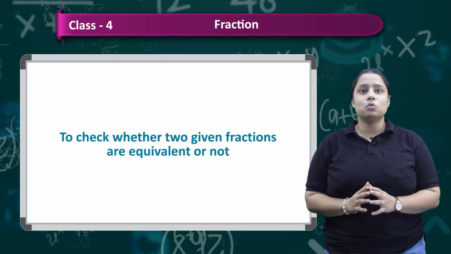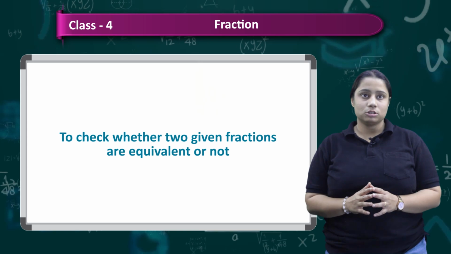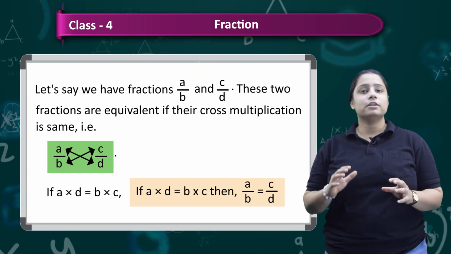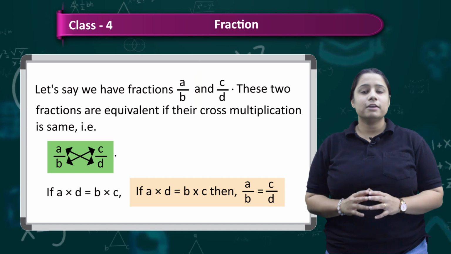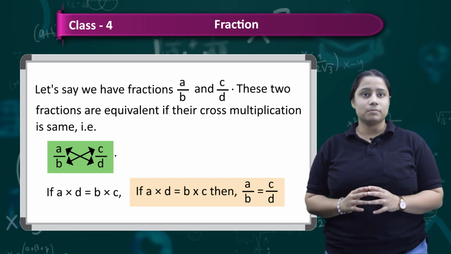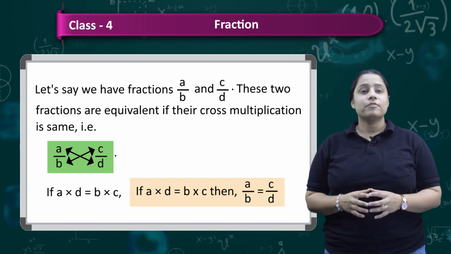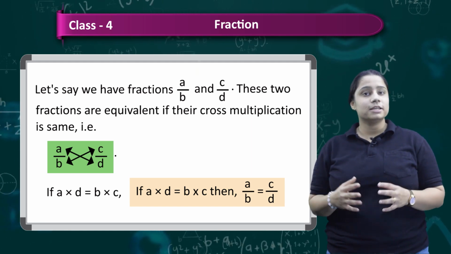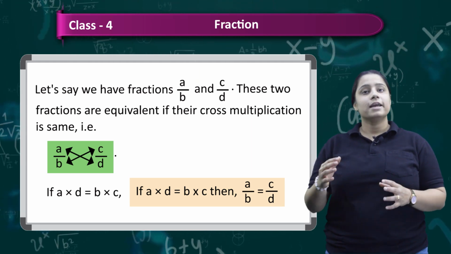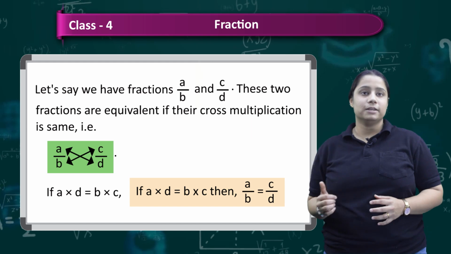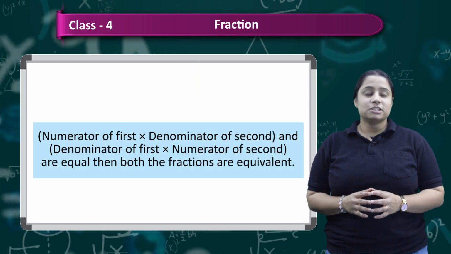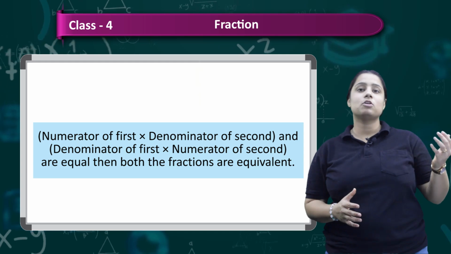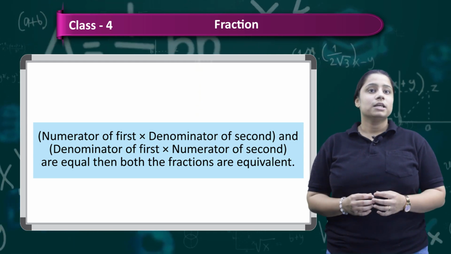To check whether two given fractions are equivalent or not, let's say we have fraction a by b and c by d. These two fractions are equivalent if their cross multiplications are the same, that is, if a into d is equal to b into c, then a by b is equal to c by d. Numerator of first into denominator of second and denominator of first into numerator of second are equal, then both the fractions are equivalent.